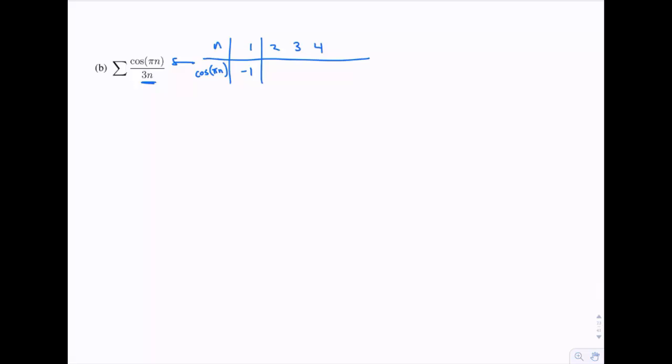So when I plug in 1, well, we have cosine of pi. Cosine of pi is negative 1. When I plug in 2, cosine of 2 pi is 1. When I plug in 3, cosine of 3 pi is negative 1. When I plug in 4, cosine of 4 pi is 1. You can kind of see the pattern here. Now with 5 and 6, we get negative 1, 1. So it turns out cosine of pi n is the exact same function as negative 1 to the n, at least over the natural numbers.